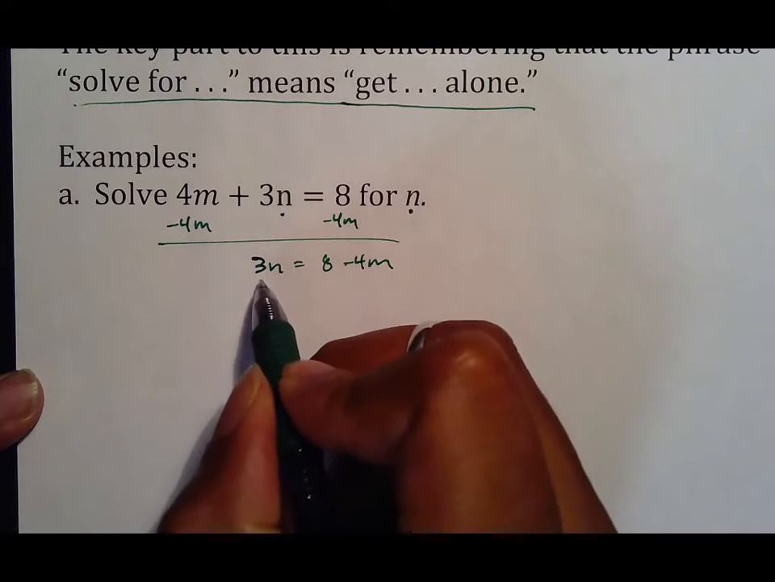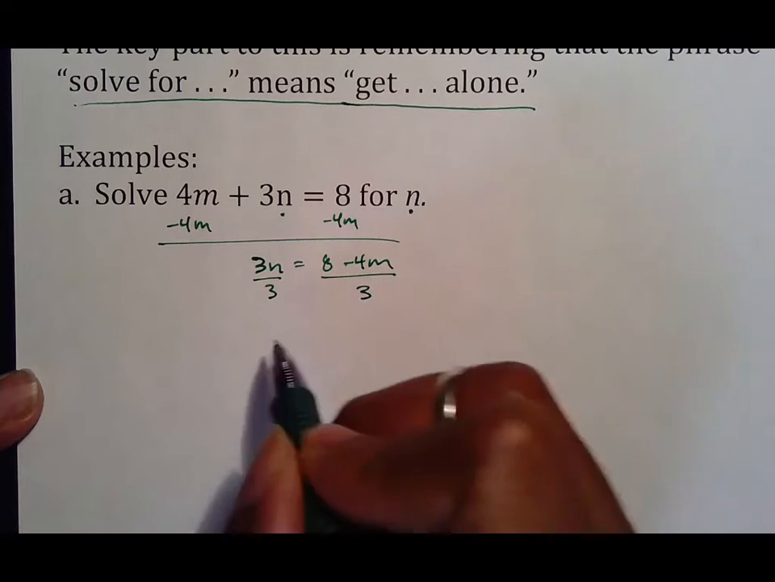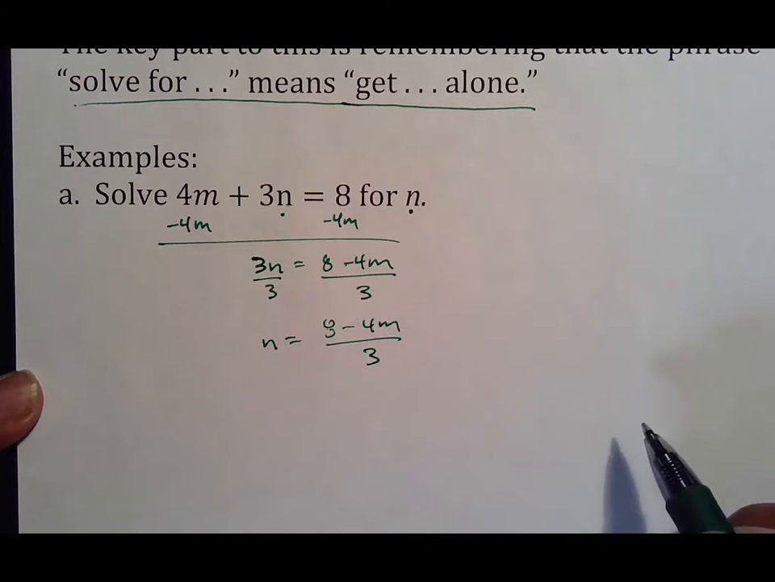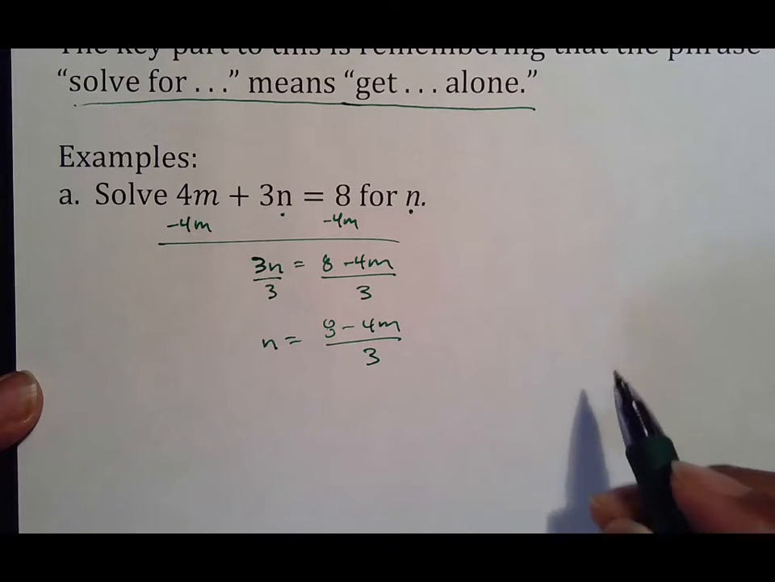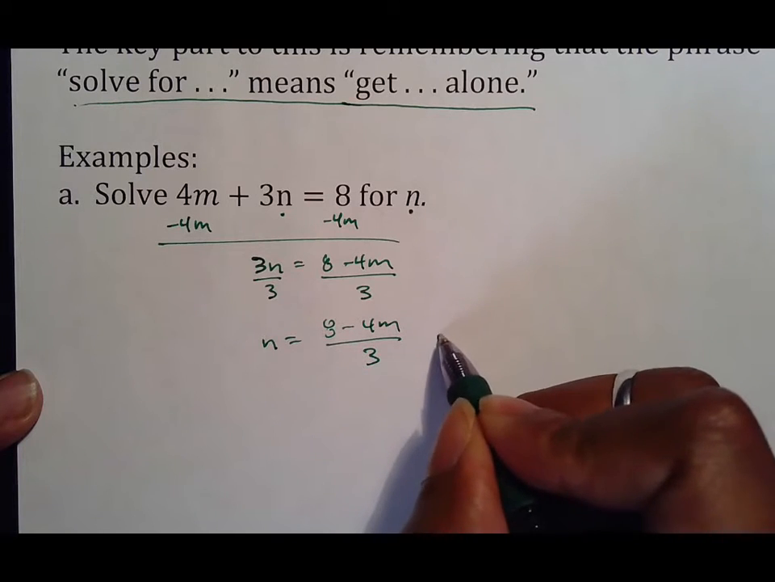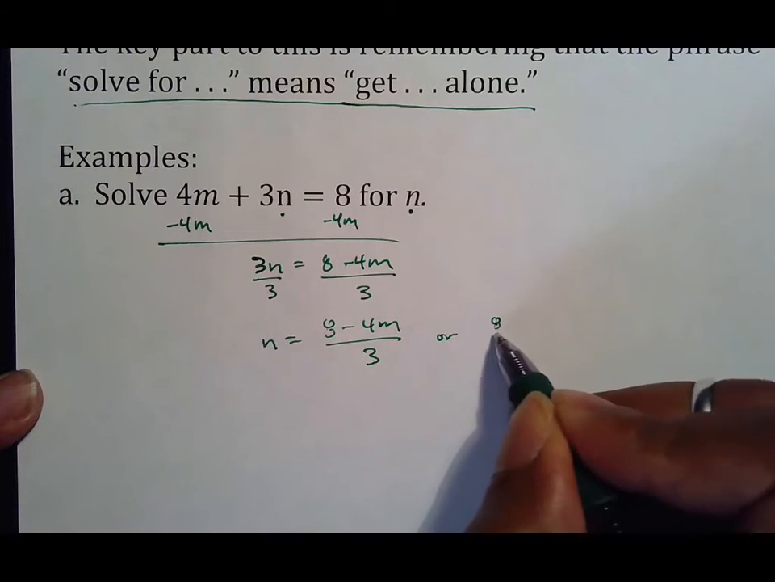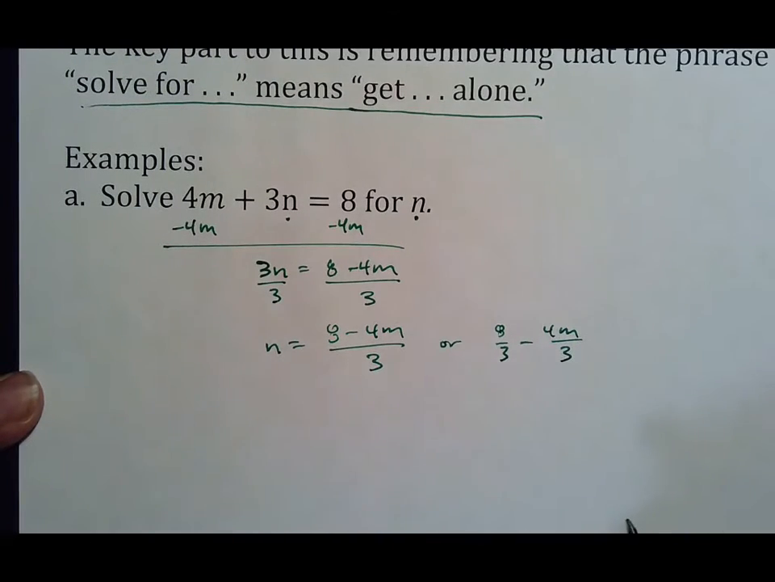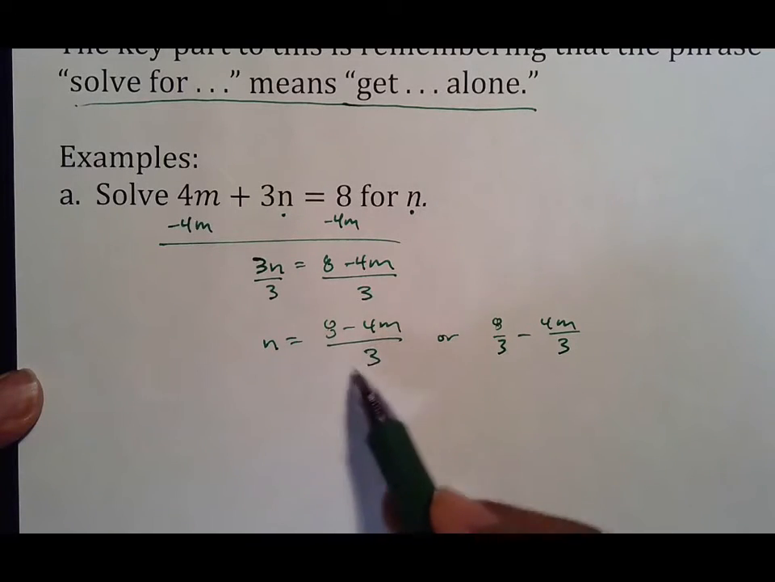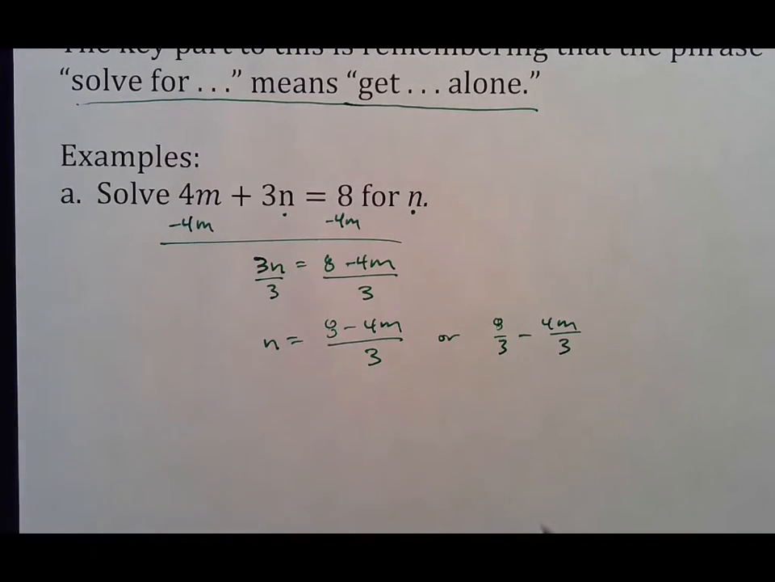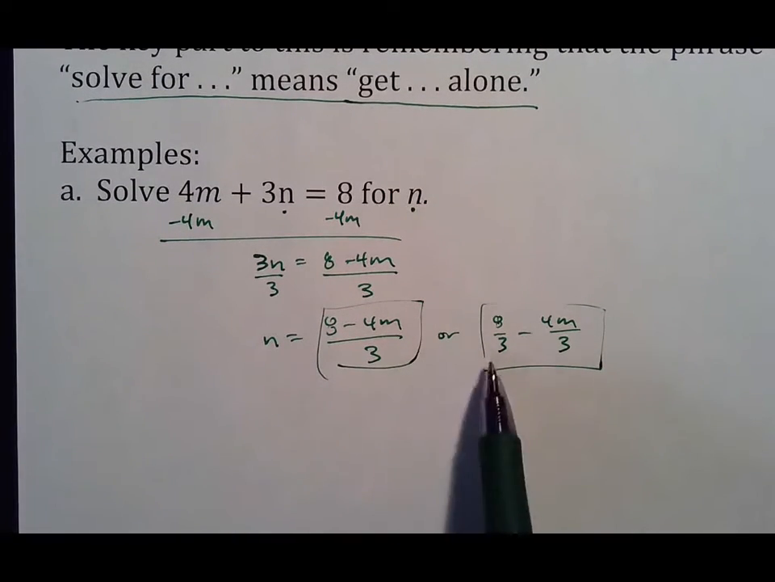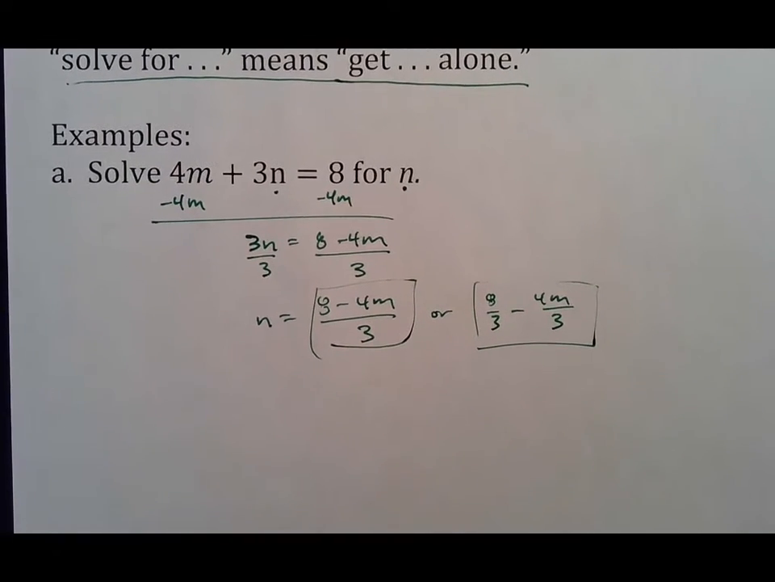I still want n by itself, which means I divide by 3, and n is equal to 8 minus 4m over 3. I will probably have you rewrite this in a fraction form, which also means that you can separate this fraction as 8 over 3 minus 4m over 3, because that's pretty much a reverse distributive property. You're just distributing the division. So both of these answers are the same. Again, I don't know if I'll make you do that in your homework or not, but you'll know if I do, because I'll explain it in the work that I have there.